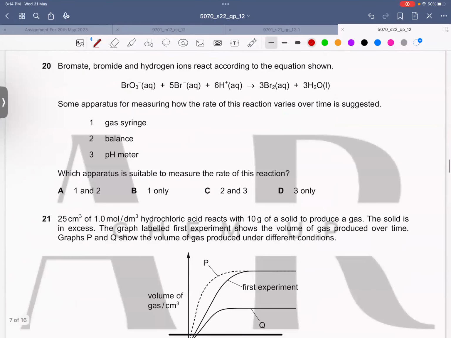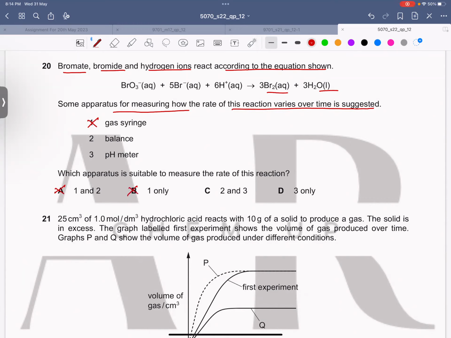And question number 20. Bromide and hydrogen ions react according to the equation shown. Some apparatus for measuring how the rate of this reaction varies over time is suggested. There is no gas being formed. Yes, right. So one is wrong.